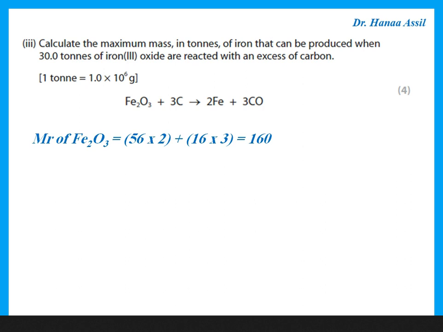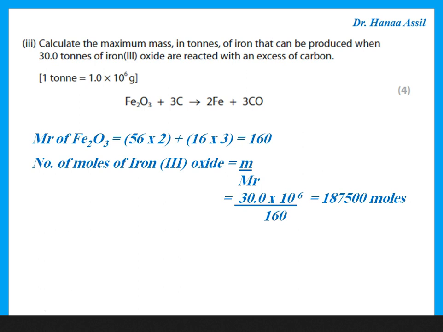Now we need number of moles. Number of moles is mass over molecular mass. So the mass that he gives me, but I have to change it to grams. So I have to multiply by 10 to the 6 over the MR. This gives me number of moles. So this is the number of moles of Fe2O3, but he's asking about what? He's asking about iron. The equation shows me that 1 mole of Fe2O3 gives 2 moles of iron. So the number of moles of iron is that times 2.